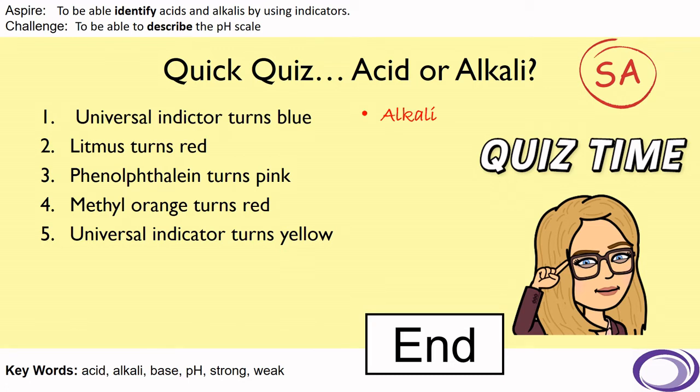So the first one would be an alkali, and litmus turns red if it is in an acid. Phenolphthalein turns pink for an alkali, methyl orange turns red for an acid, and universal indicator turns yellow for an acid. And remember, the last one would actually be a weak acid.